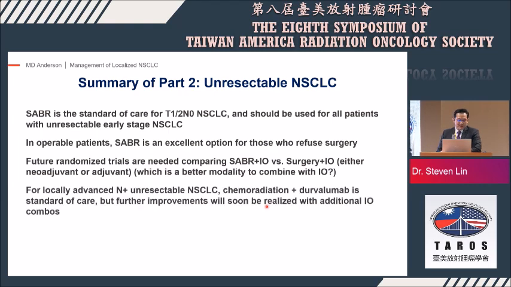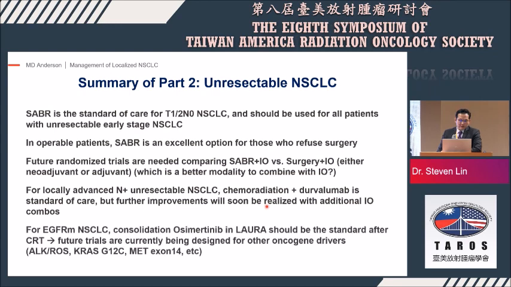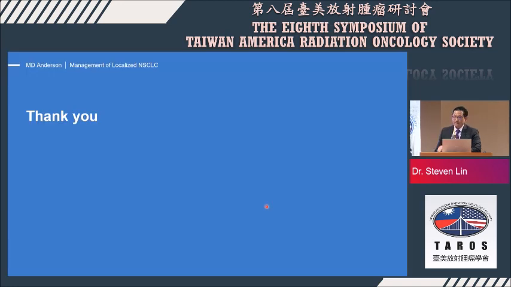For locally advanced, unresectable non-small cell lung cancer, of course, chemoradiation plus durvalumab is the current standard of care. However, further improvements will soon be realized with additional immunotherapy combinations. But of course, for EGFR-mutated non-small cell lung cancer, consolidation osimertinib, based on LAURA, should be the standard after chemoradiation. Future trials are currently being planned in a cooperative group setting for other oncogene drivers such as ALK, ROS1, KRAS G12C, MET exon 14, et cetera. This is all being designed currently with multiple arms and in collaboration with multiple companies supporting various TKIs in this setting. With that, thank you.